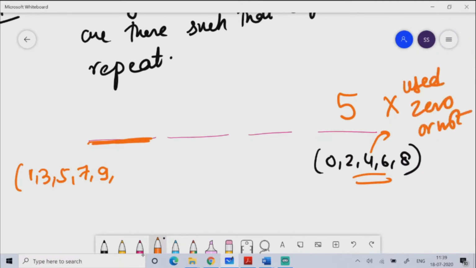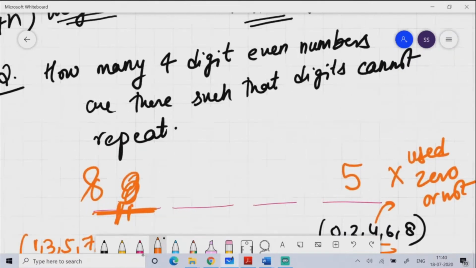Because if you have used 0, then 9 digits can come here. If you have not used 0, then 8 digits can come, because 0 cannot come here. If 0 comes here, this number will become a 3 digit number. Normally this question comes in many exams.